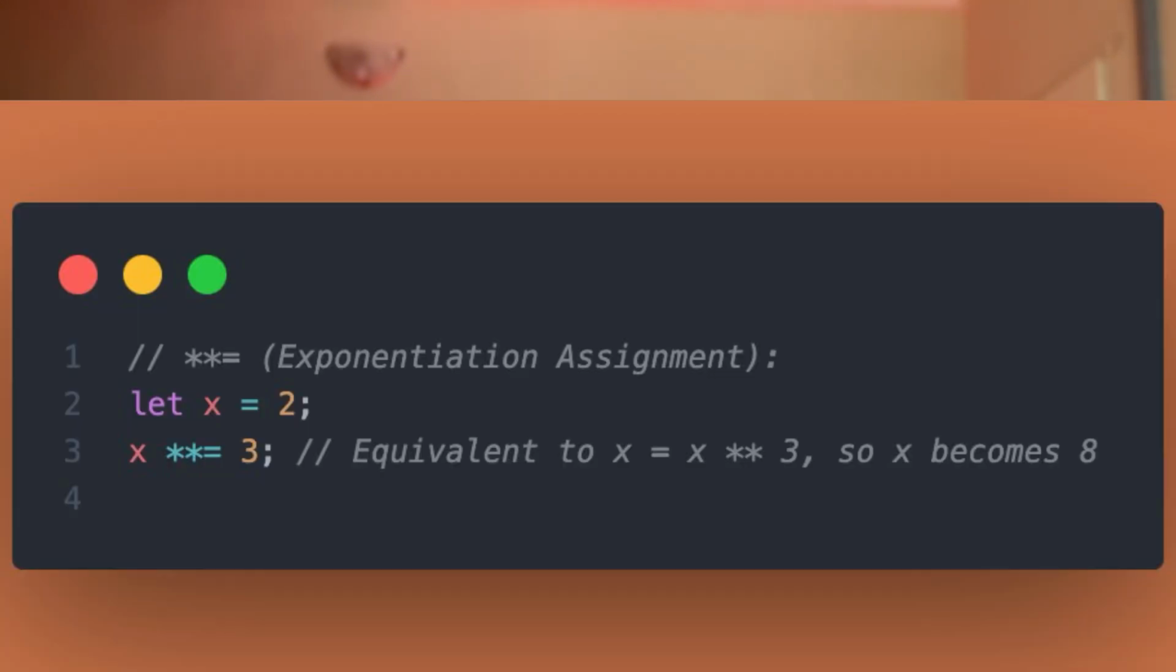And of course, we have the exponentiation assignment. This one raises the variable to the power of the value on the right and assigns the result to the variable. For example, let x = 2.